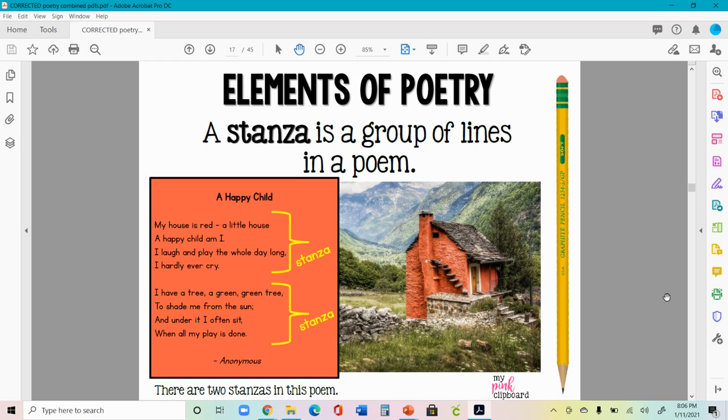So just like a paragraph has a main idea or a main focus, each one of the stanzas do. The first stanza talks all about the things in the red house that make the child happy and where they play. The second stanza still talking about a child being happy, but particularly about a tree that they go sit under.